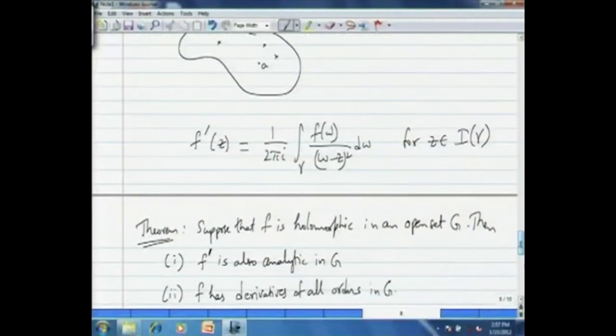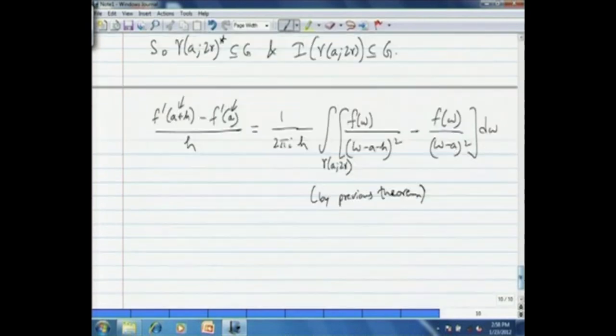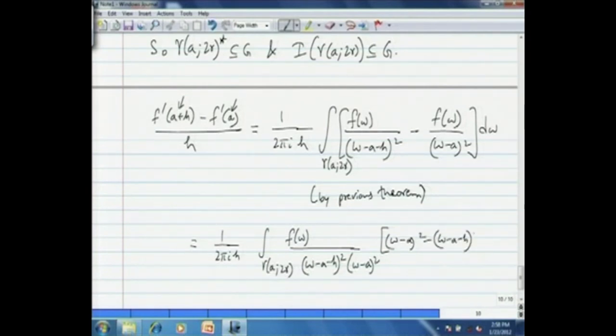Notice that we restated it here shortly: z can be any point in the interior of the simple closed curve gamma. Here, instead of z I have a plus h once, and then I have a for the second instance of this formula. Then upon simplification this is 1 by 2 pi i h times the integral over gamma_{a,r} of f(w) divided by (w - a - h)^2 times (w - a)^2, and I took the common denominator, so I have (w - a)^2 minus (w - a - h)^2 dw.